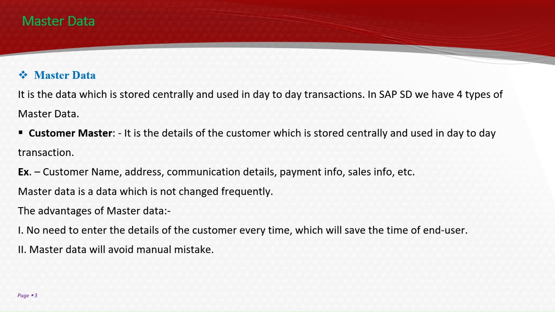It is the data which is stored centrally and used in day-to-day transactions. In SAP SD we have four types of master data. First one is the customer master. Second one is the material master. Third one is the customer material info record. And last one is the condition master. We'll see one by one.